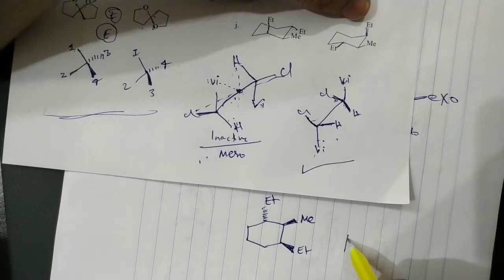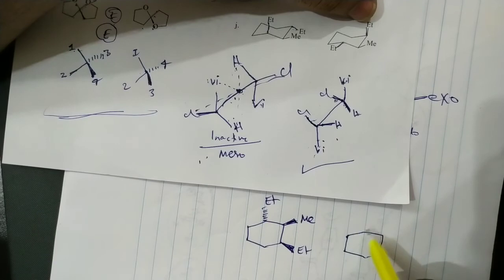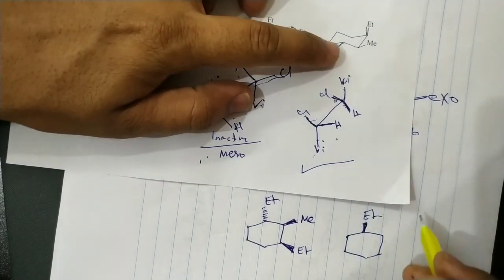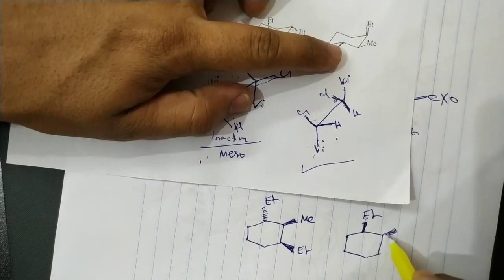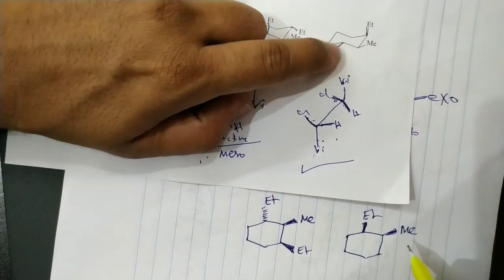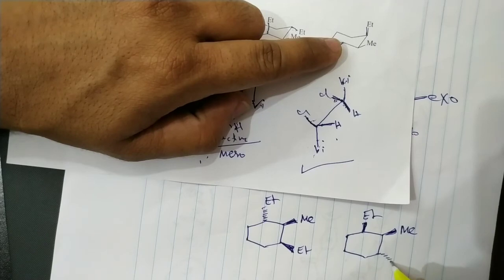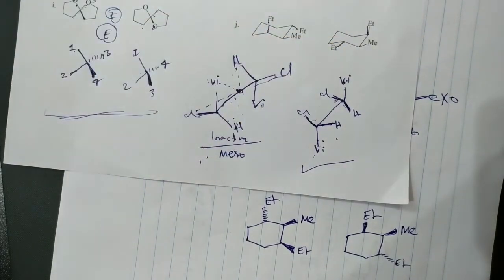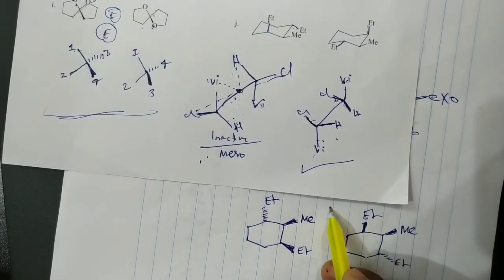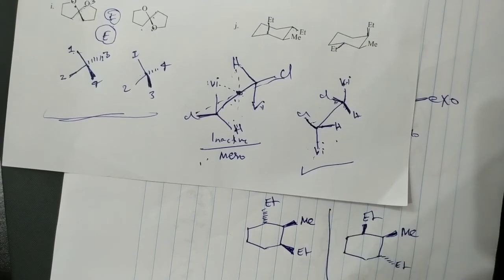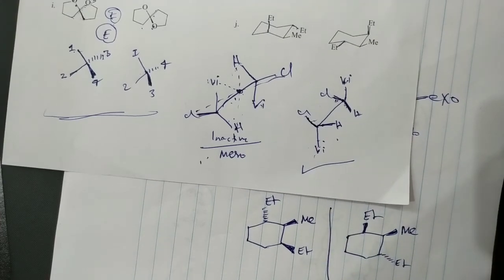Now we are coming to this one. This ethyl is in the upward direction, so ethyl is above the plane. Here the methyl is in the upward direction, above the plane. Now ethyl is in the downward direction, so ethyl is below the plane. Now in this case, these two are mirror images actually. Okay, these two are mirror images.